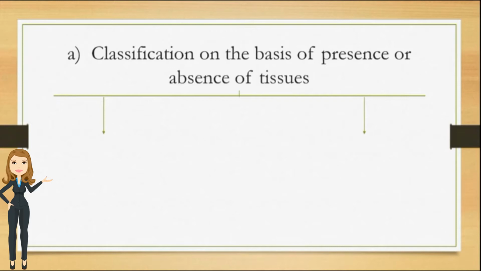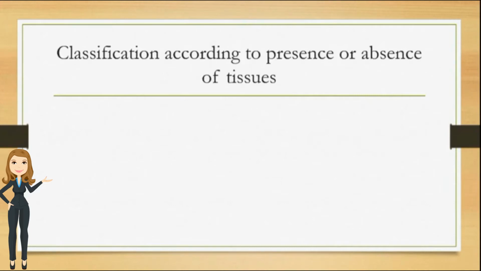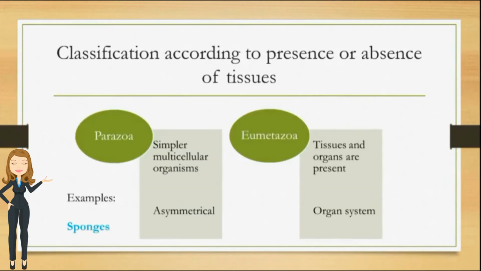First, we will discuss classification on the basis of presence or absence of tissues. On the basis of presence or absence of tissues, we have 2 kinds of animals, Parazoa and Eumetazoa. Parazoa are simple multicellular organisms. They lack tissue organization, but they show division of labor. They are asymmetrical animals. Their example is sponges.